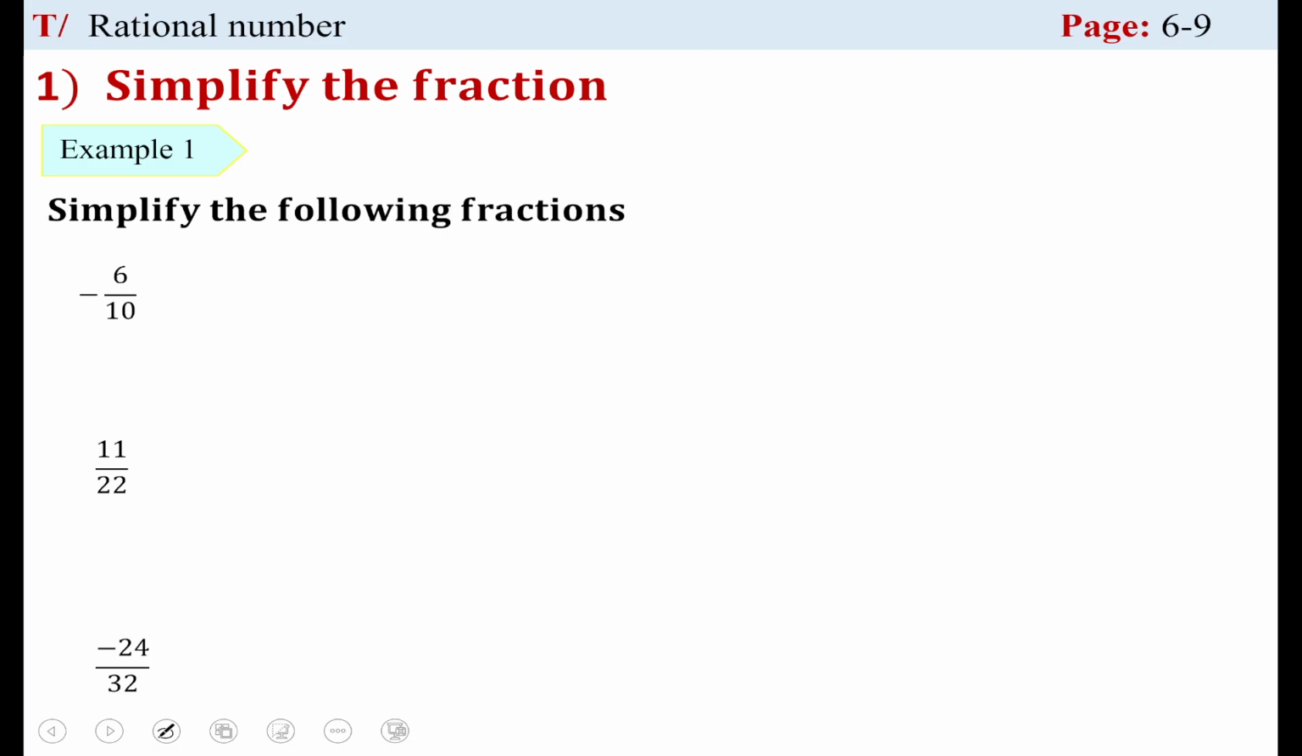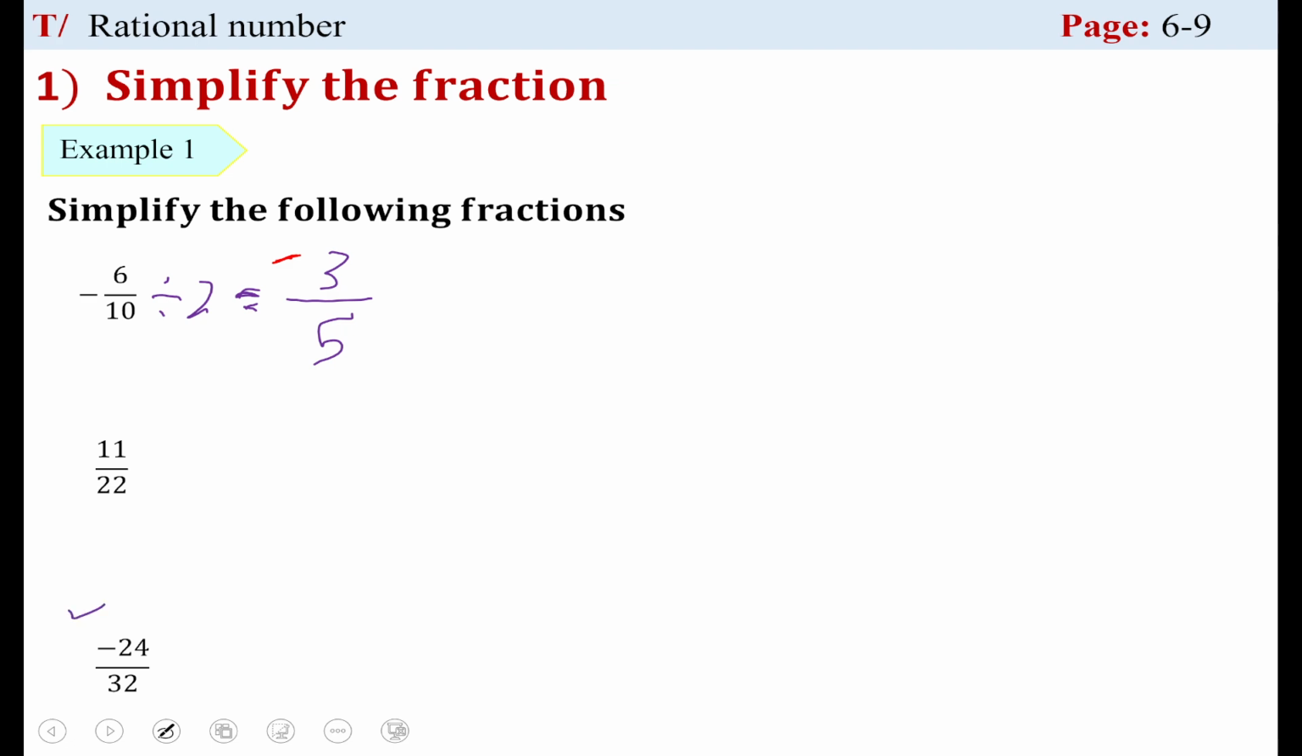Okay, the question says simplify the following fractions. We need to simplify these one by one. I will just solve question 1 and question 3. Let's say I can divide by 2. Why? Because 2 times 3 is 6, and 2 times 5 is 10. So I will divide by 2. 6 divided by 2 is 3, and 10 divided by 2 is 5. And do not forget to write the negative sign in here.